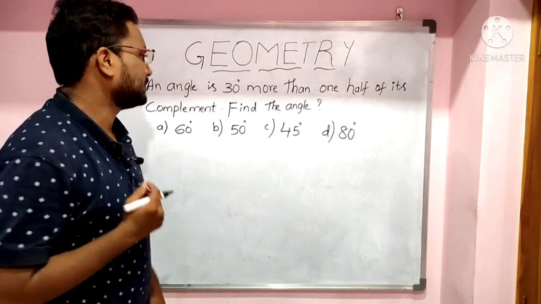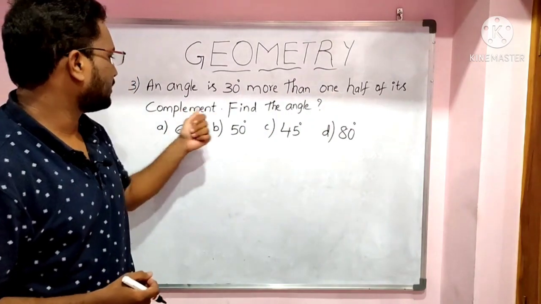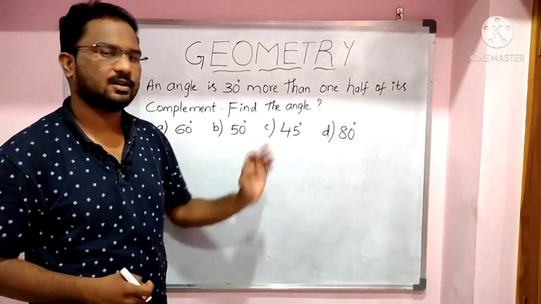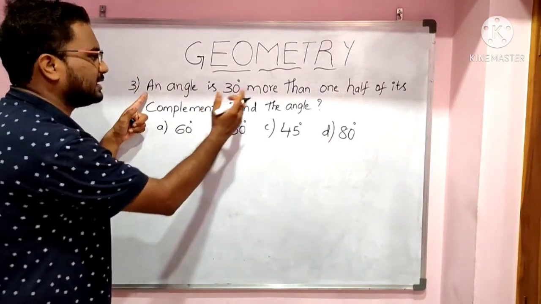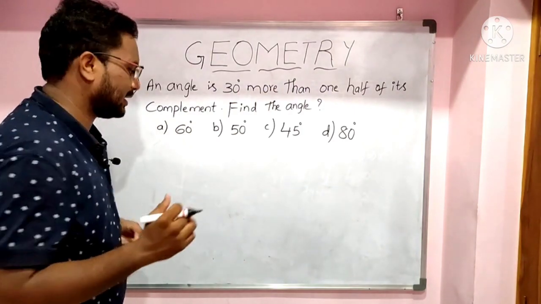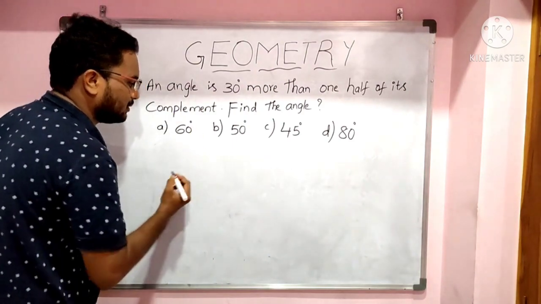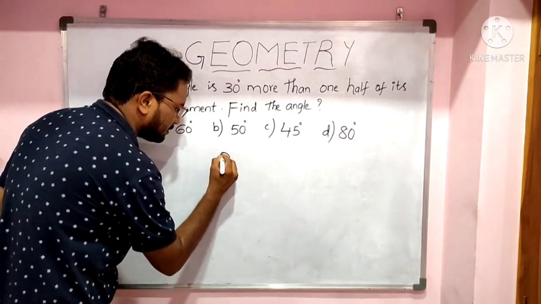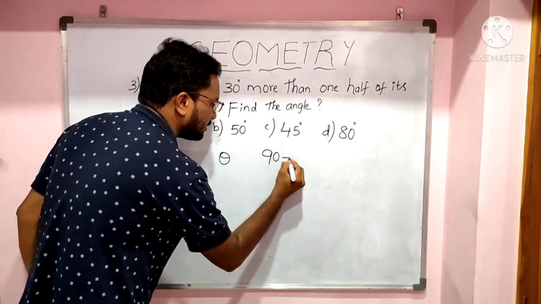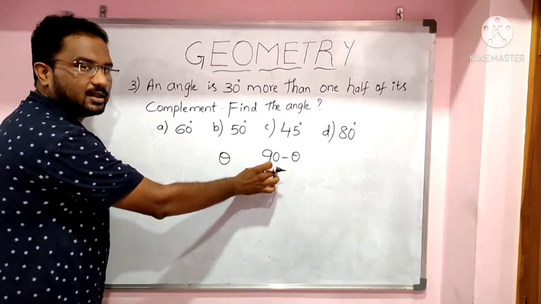65. Next problem: an angle is 30 degrees more than 1/2 of its complement. Find the angle. Options: 60 degrees, 50 degrees, 45 degrees and 80 degrees. What are complementary angles? Complementary angles means the sum of two angles is 90 degrees. If one angle is theta, then the other angle should be 90 minus theta.